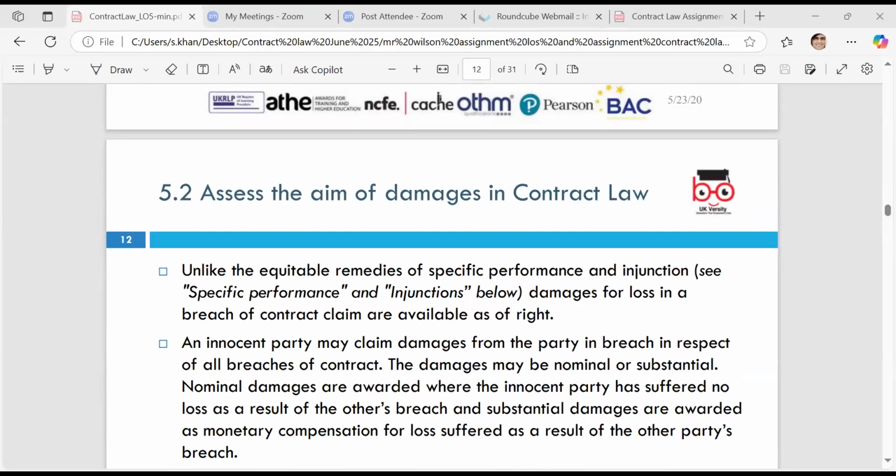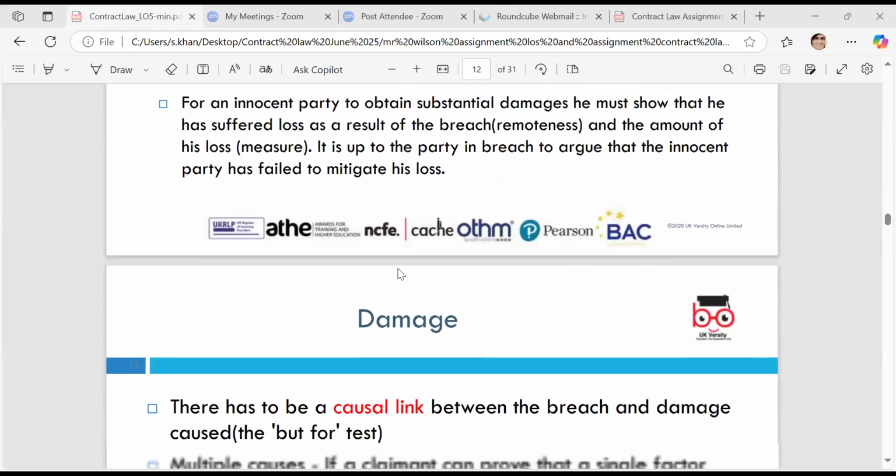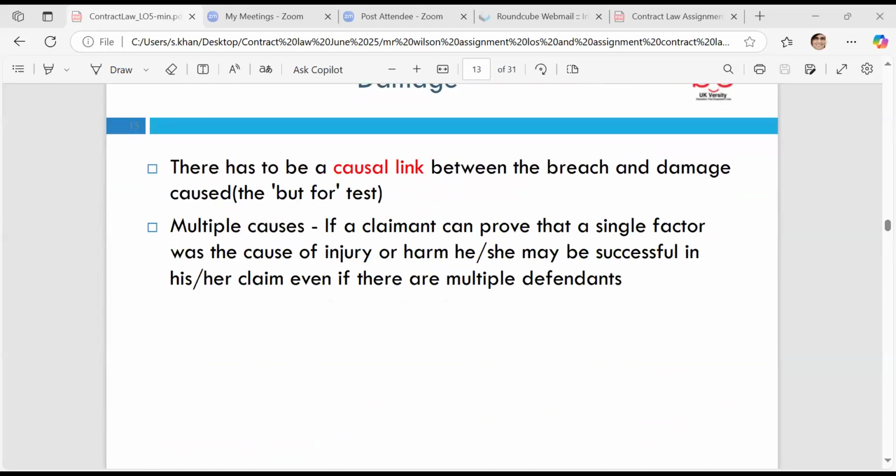The primary aim of damages in contract law is compensatory. So courts award damages to place the injured party in the same position they would have been in had the contract been performed as agreed, not to punish the breaching party. There has to be a causal link between the parties, and that's the but-for test, particularly in breach of contract and tort cases. The question is, would the claimant have suffered the damage?